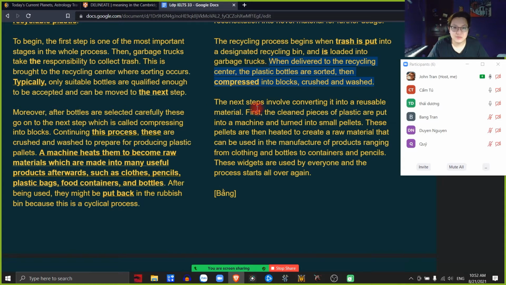Now the next step involves converting it. What is "it"? You are now at the first sentence of a new paragraph, so you must make everything clear. You must mention every noun correctly, in full. Not using it, this, that, okay?